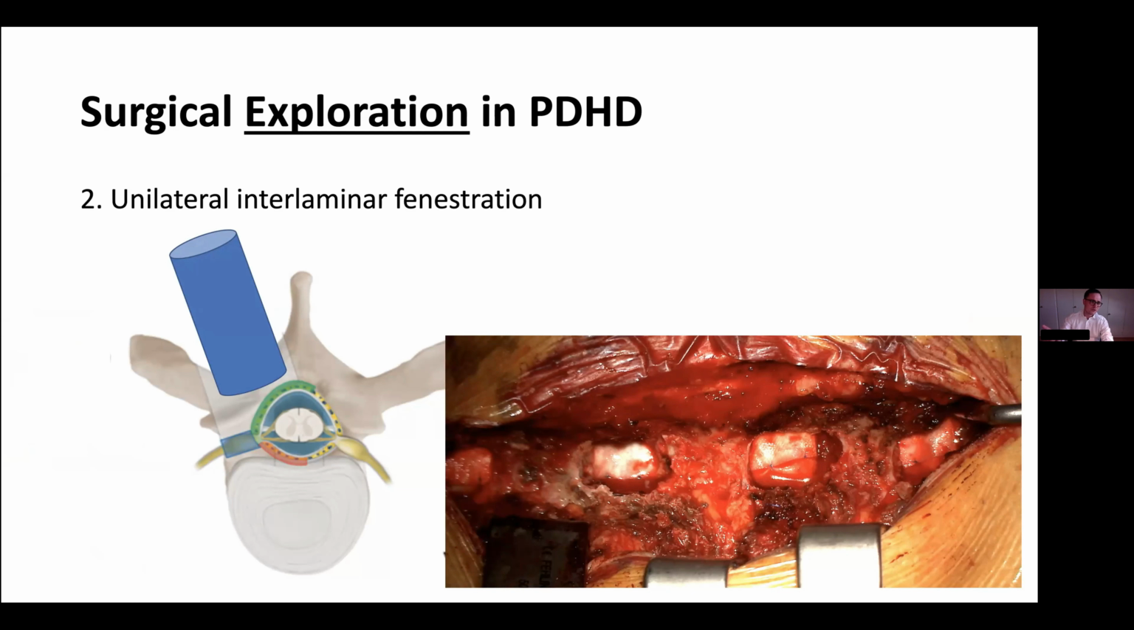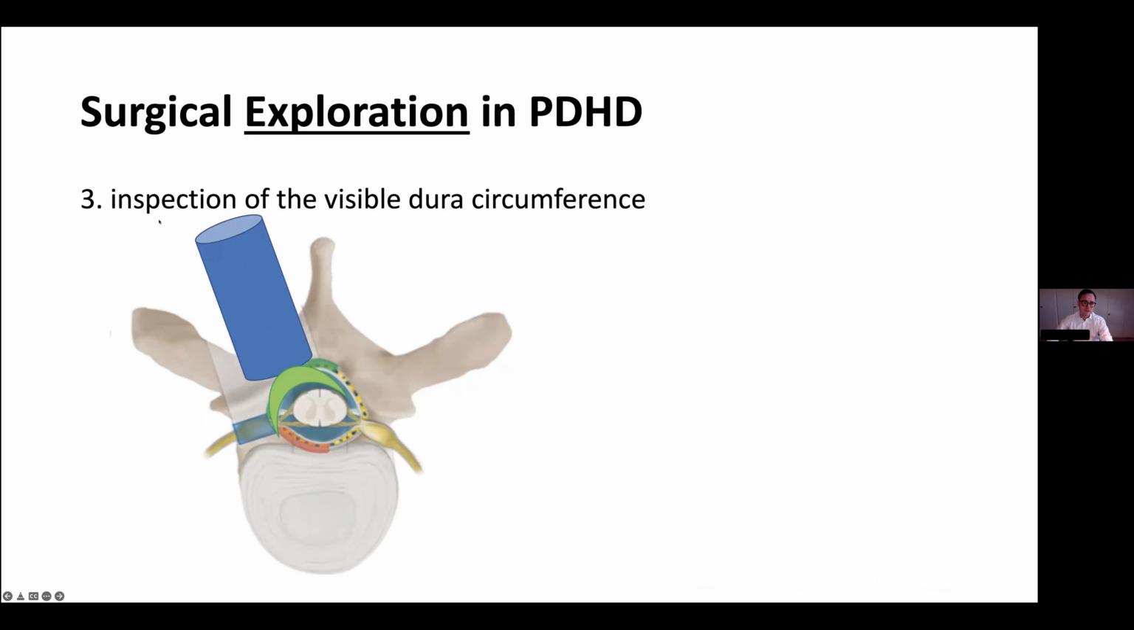You do not know in many cases the exact pathology, and therefore you may have to explore 3 levels, that would be the area where the lumbar puncture was done. I do it with a unilateral interlaminar fenestration, showing this intraoperative picture, coming from one side. And you have to explore the visible dural circumference, which is the dorsal or dorsolateral part of the dura. So finally, if you can locate your CSF leak, you can close it.